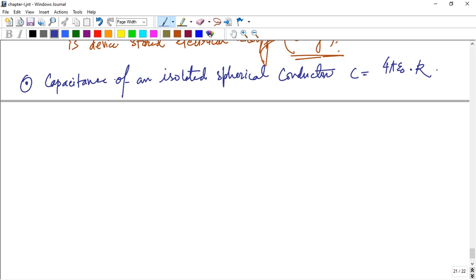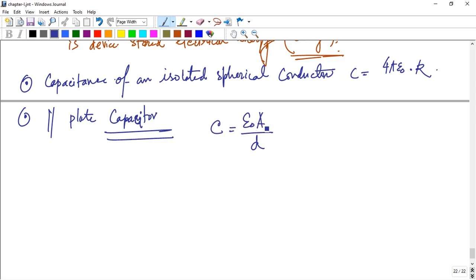Okay, so in the case of a parallel plate capacitor, C equals epsilon naught A by D. A is the area of each plate, suppose this is a plate with area A and another plate, two plates, and D is the separation between these two plates. Clear? That's the parallel plate capacitor. Both areas are the same, and D is the separation between the two plates.